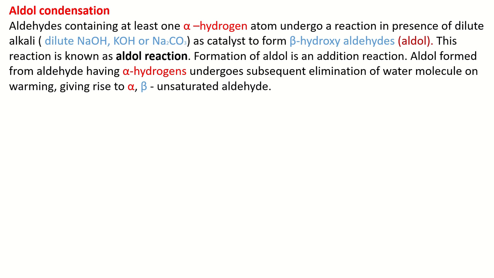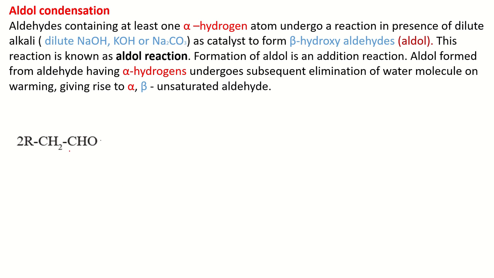Aldol from aldehyde having alpha hydrogen undergoes subsequent elimination of a water molecule on warming, giving rise to alpha beta unsaturated aldehyde. Let's see the textual example. See here.